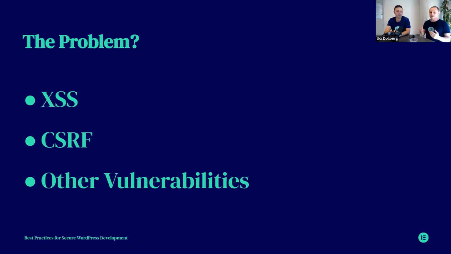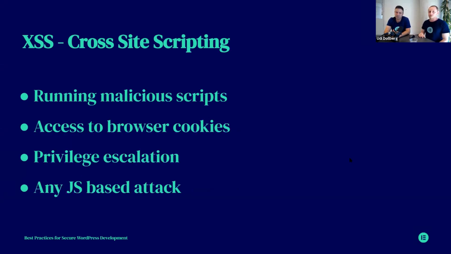The most common vulnerability there is, not only in Elementor and WordPress but in all of the internet, is cross-site scripting, XSS. There's also cross-site request forgery, which is very common and very dangerous. And there's a bunch of other vulnerabilities that we will talk about shortly. So let's start talking about cross-site scripting. Basically, it's running scripts that are not supposed to run.